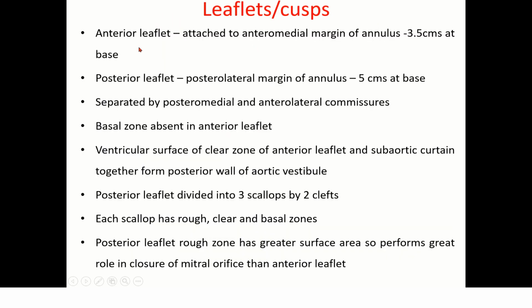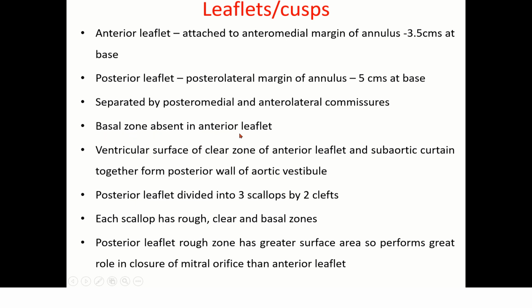Leaflet cusps, anterior leaflet attached to the anteromedial margin of the annulus. So at base, this leaflet measures around 3.5 centimeters. Posterior leaflet attached to the posterolateral margin of the annulus. At base, it measures around 5 centimeters. These two leaflets are separated by the posteromedial and anterolateral commissures. These commissures are nothing but the junctions between these leaflets.